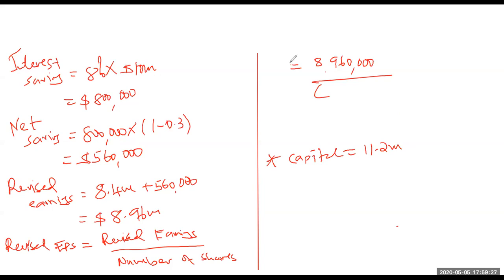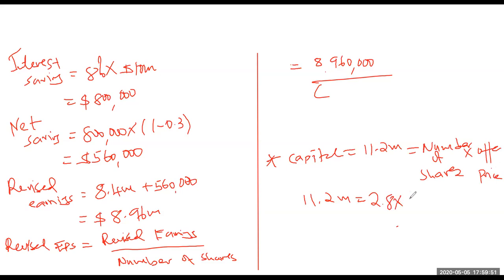Which is equal to the number of new shares to be offered, multiplied by the offer price. 11.2 million is equal to the offer price we have obtained, 2.8, times the number of shares we need to offer. Therefore, how many shares must we offer to raise the 11.2 million? We get 4 million. So the company needs to issue 4 million new shares in the market.